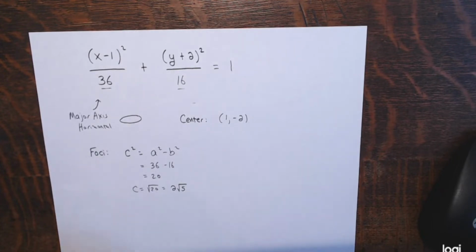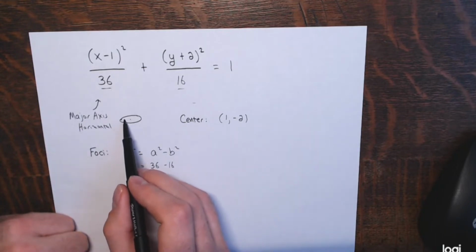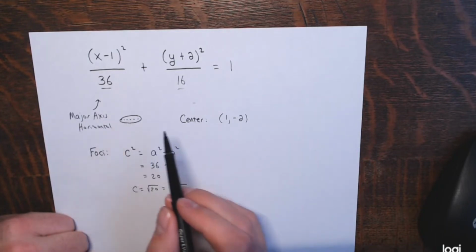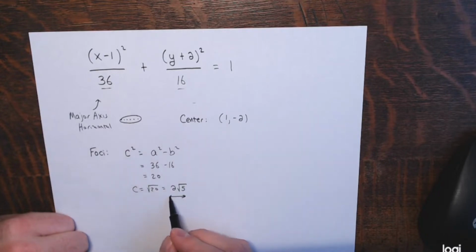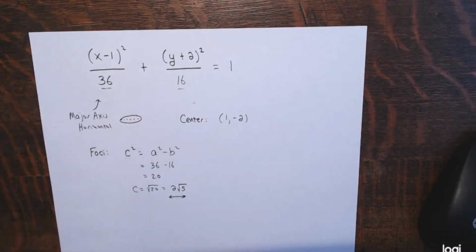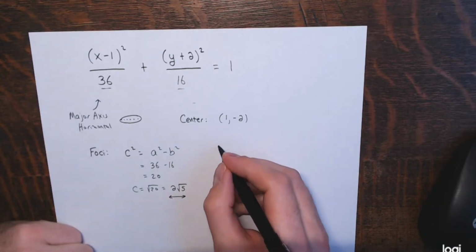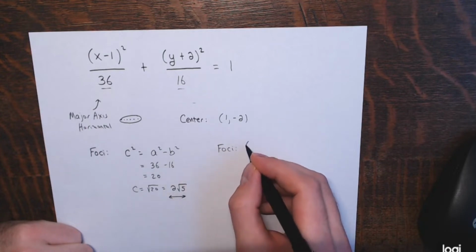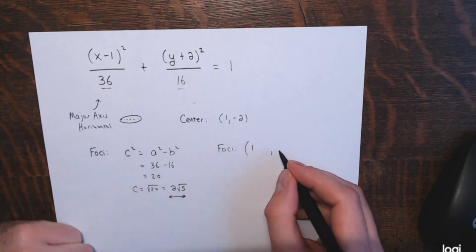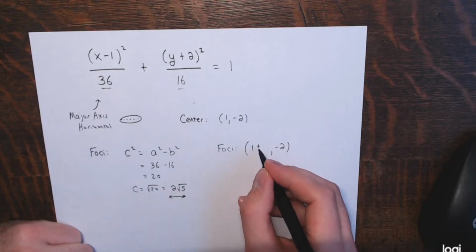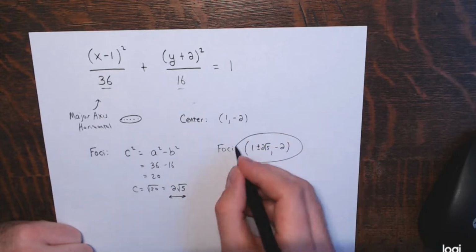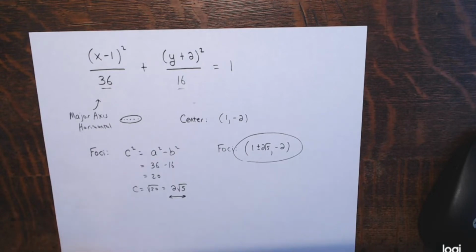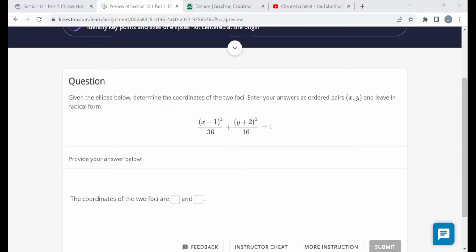And then again, the major axis should be horizontal. So from the center, I should be going right and left 2 root 5, and that'll take me to the foci of this ellipse. So the foci are, you just take the coordinates of the center, and you add and subtract 2 times the square root of 5 to the x value. That'll move it right and left, on the horizontal major axis. So one of them is 1 plus 2 root 5 comma negative 2. The other one's 1 minus 2 root 5 comma negative 2.